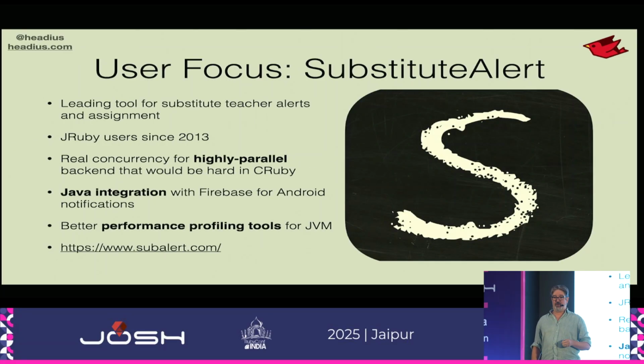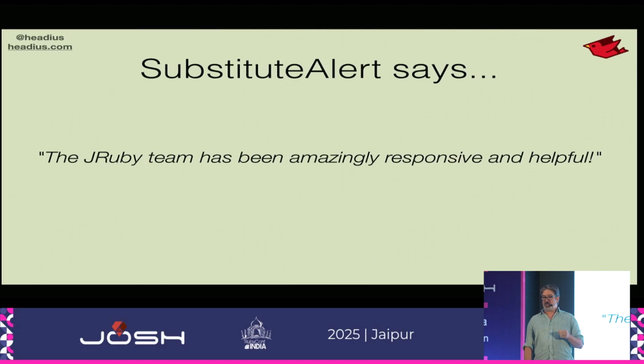Substitute Alert is another friend of ours. They've been using JRuby for high concurrency, high overhead systems for a long time, Java integration with other libraries, and of course, using those same performance tools like the ones I showed, like VisualVM. Substitute Alert says, the JRuby team has been amazingly responsive and helpful. And that's what we want to be for you. We want to help you become a JRuby user and make a better application.